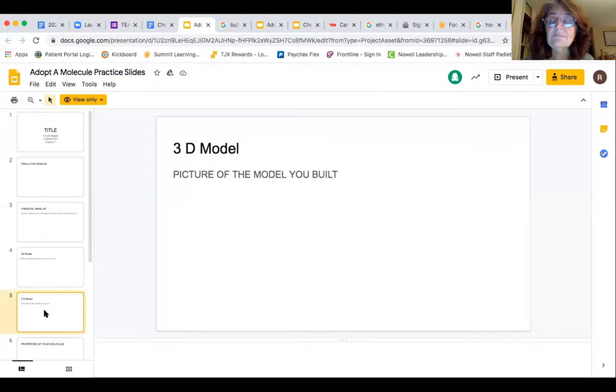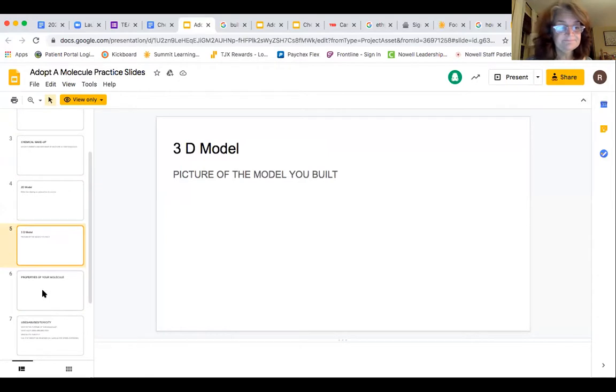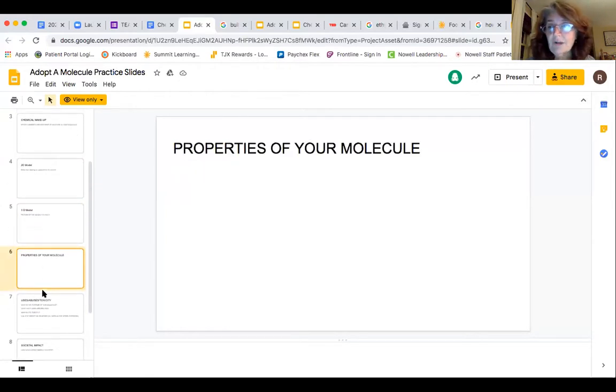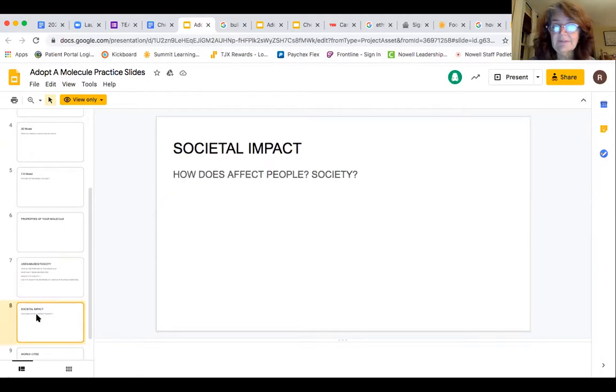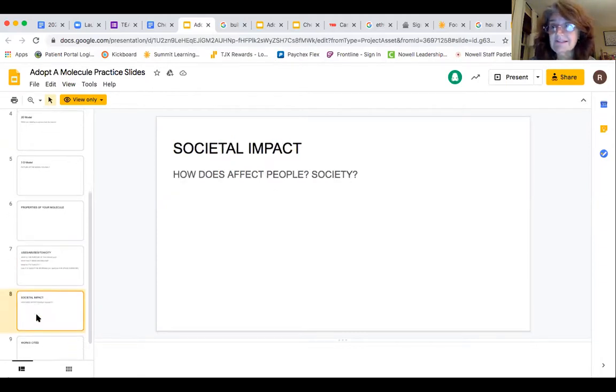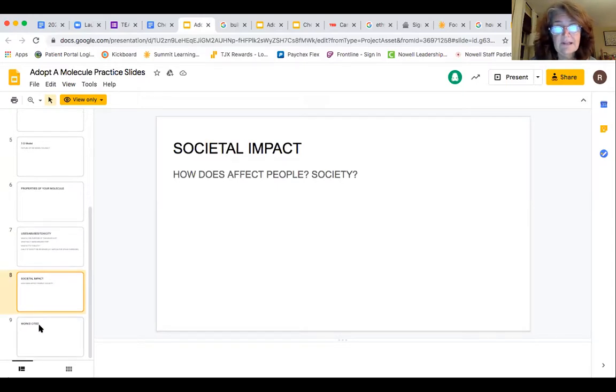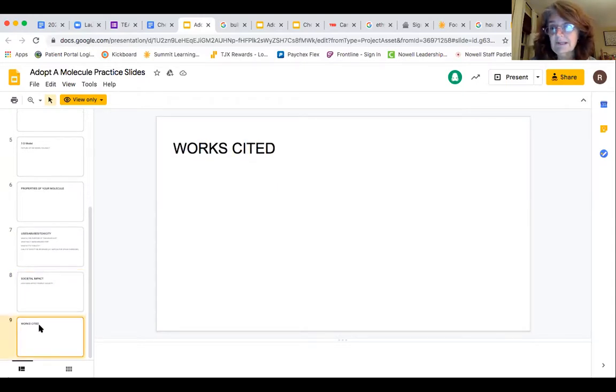And then we're going to build models using molecular kits that we're going to deliver to your house. I'll show you how we do that. Talk about some properties of your molecule, some of its uses, abuses, and toxicities. What is its purpose? What has it been misused for? Does it have toxicity? Can its toxicity be reversed? And then the societal impact. How does it affect people and society and even the environment? And then finally, a works cited page.